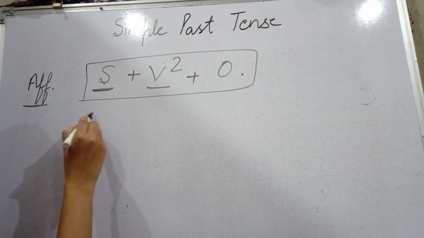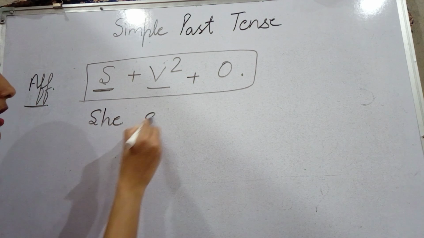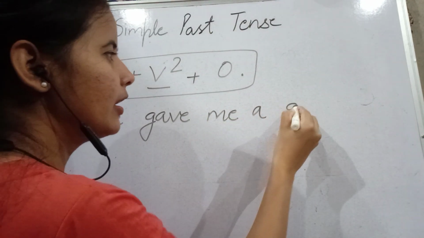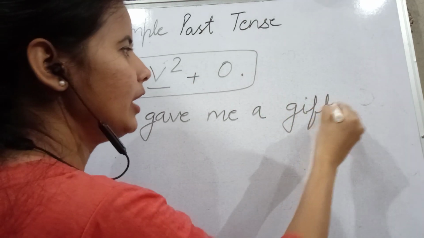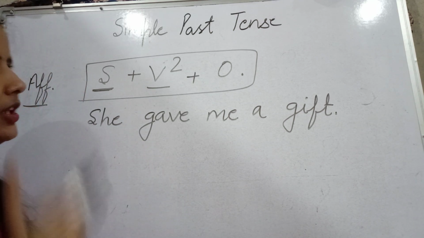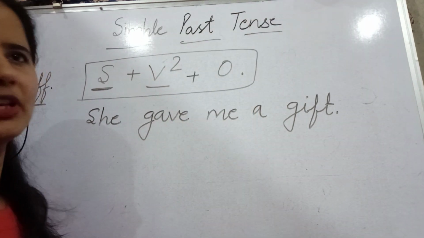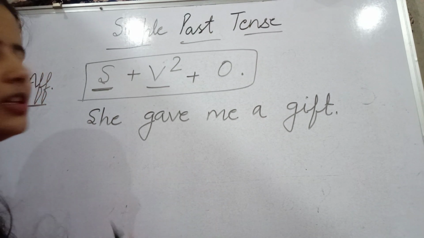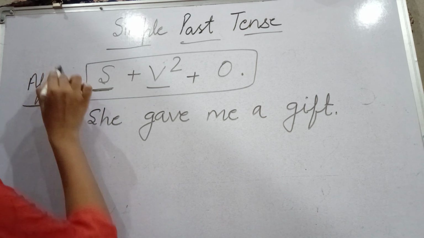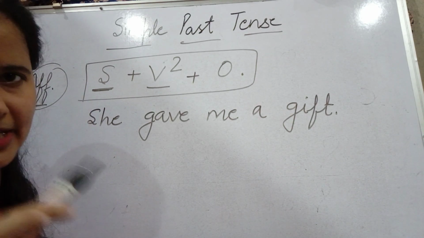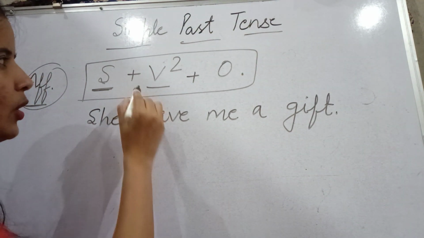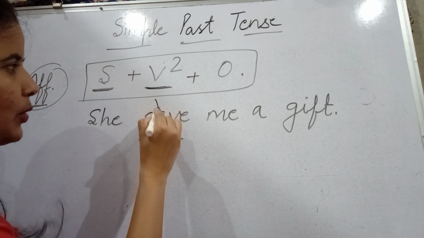So, subject, like: she gave me a gift. She gave me a gift. Look at the example. Dear students, whatever tense we are talking about, you just have to look at the helping verb and main verb of the tense. In the affirmative sentence of simple past tense, we don't use any helping verb. We just use V2, and this is V2 here.